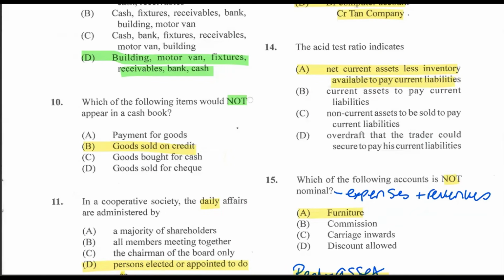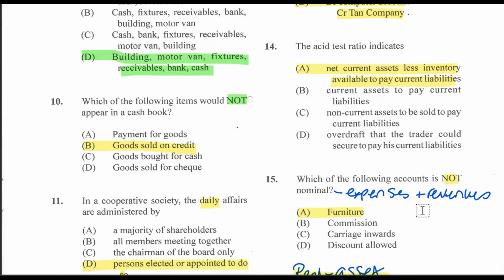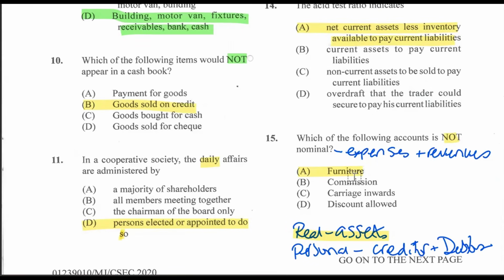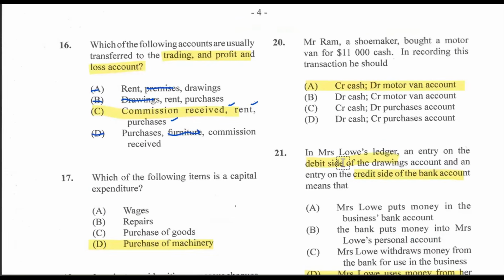So less inventory available to pay current liabilities, A. Good. Moving on to question 15, guys. Which of the following accounts is not nominal? Now, nominal, as we all know, will include all the expenses and revenue accounts. And therefore, commission is a revenue, carriage inwards is an expense, discount allowed is an expense. Therefore, the account that is not an expense or a revenue account here is furniture. Answer A. Furniture is in fact a real account, which is an asset account.